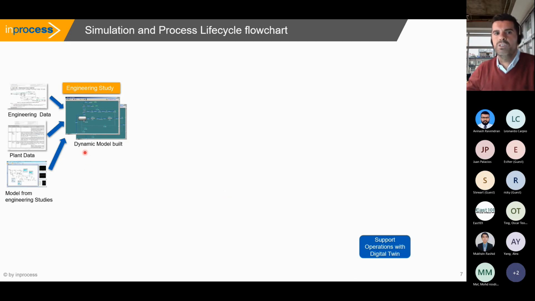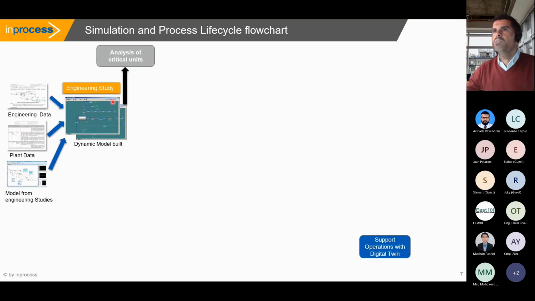In a flow chart, what we see is that the first thing that we do is provide this dynamic model built to perform different kinds of engineering studies. Engineering studies that, depending on whether we are talking about a greenfield or a brownfield, may be done using engineering data from the engineering firm. We can do it based on plant data if we are talking about the bottlenecking of an existing facility, or we can take models from the engineering studies to build a complete model of the complete facility.